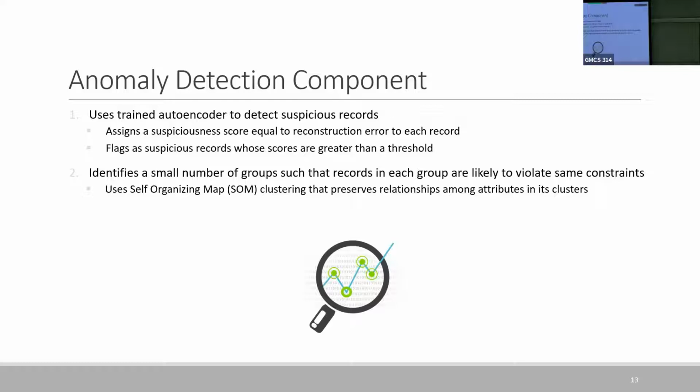So we have used the self-organizing map clustering technique. And why do we use this technique? Because it preserves relationships among the attributes. So the way that it clusters the data, it considers the relationship between the data attributes. That is why this is a good approach for our problem.